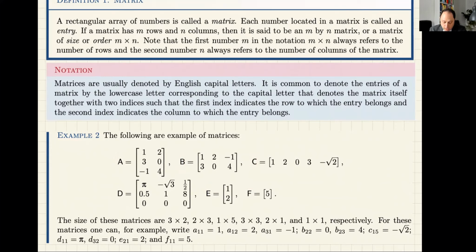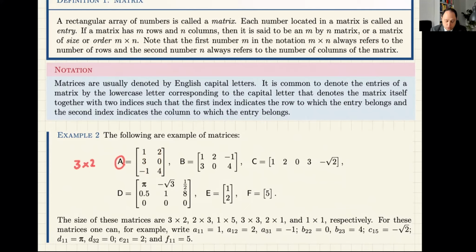Okay, so if I ask you what is the order or what is the size of this matrix, it's important to say this has 3 rows and 2 columns. So this matrix A is of order 3 by 2, not 2 by 3. You need to respect this convention. The first number refers to the number of rows. The second number refers to the number of columns. So this matrix is a 3 by 2 matrix, whereas this matrix is a 2 by 3 matrix: 2 rows and 3 columns.